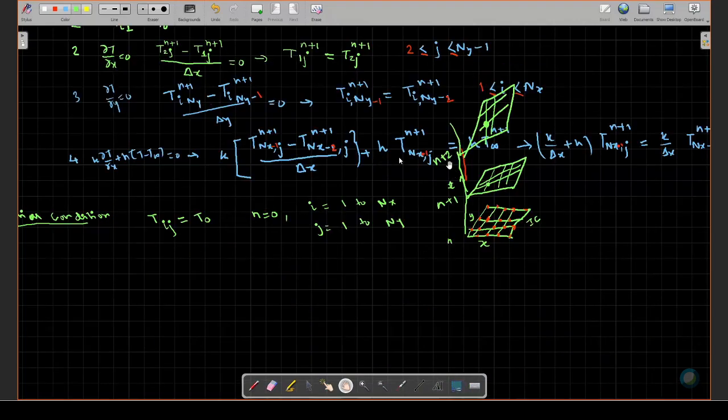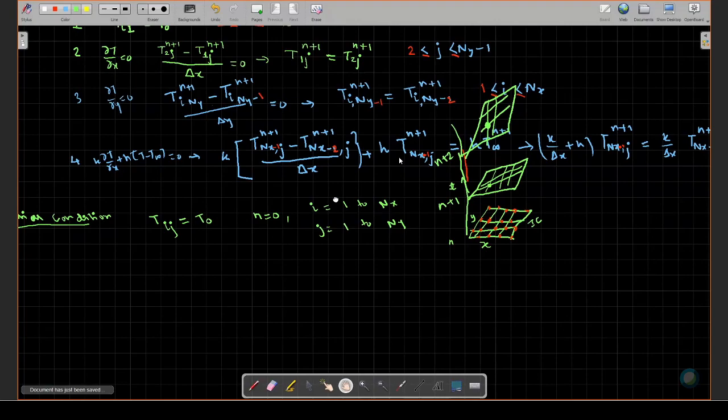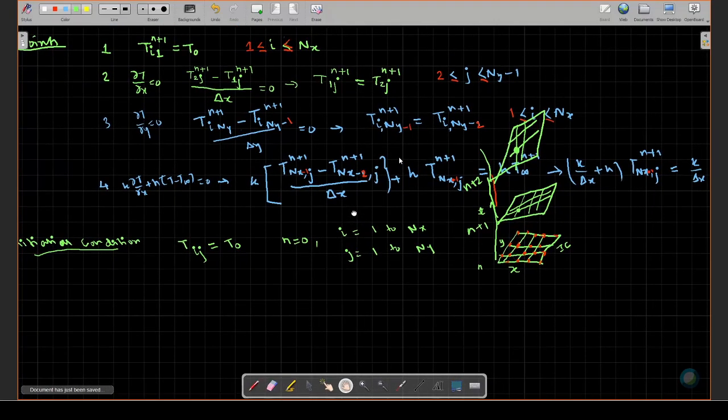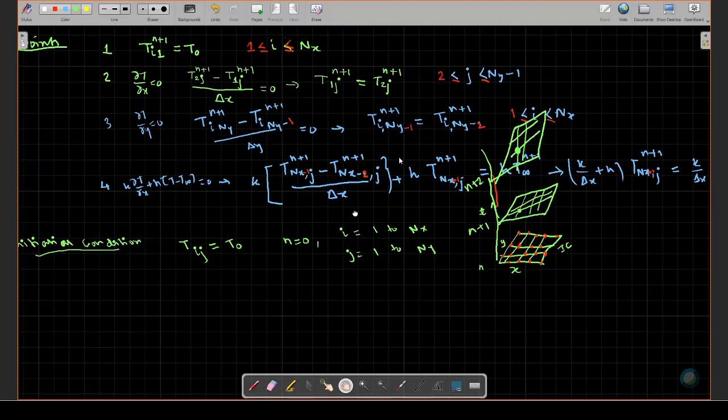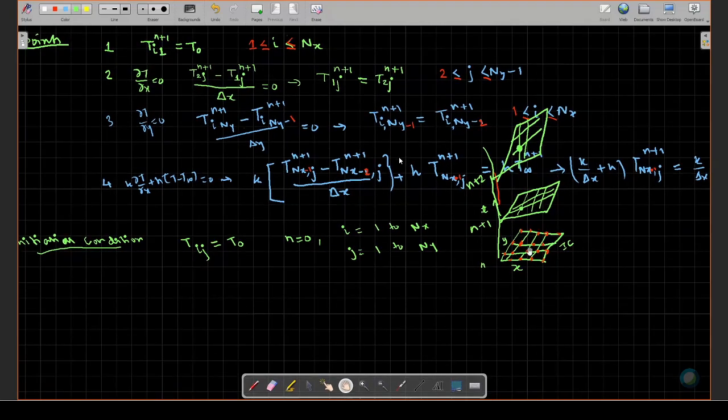Yes, sir. Okay. All the initial values will be T0, as well as at y = 0, all the values will also be T0. Yes, all the boundary values, everywhere the initial condition is the same. And this initial condition is to start the solution.